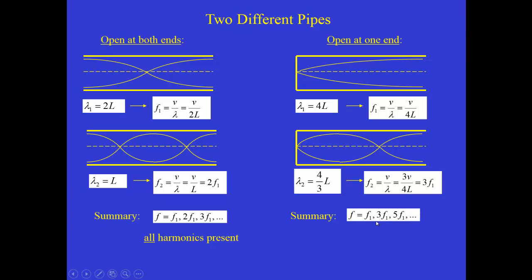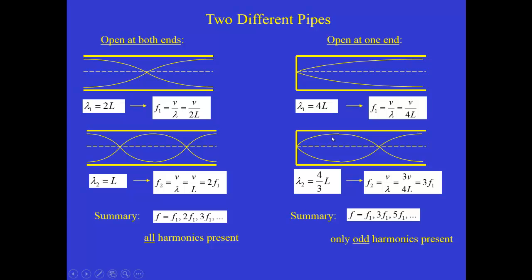So in this case, what we see, the allowed frequencies for a pipe that's open at one end and closed at the other, are the odd harmonics. So it turns out that the even harmonics are missing, and as a result, these kinds of pipes are going to sound different when we excite standing waves inside them.